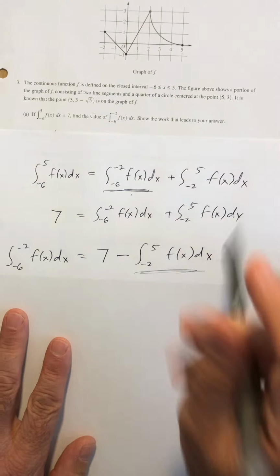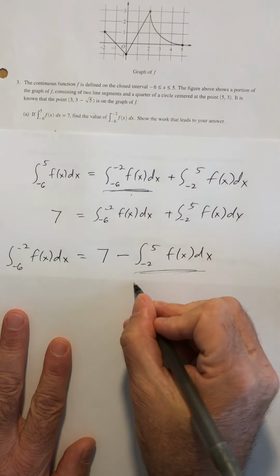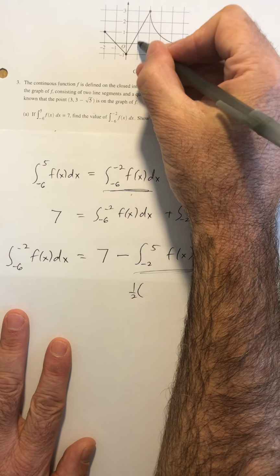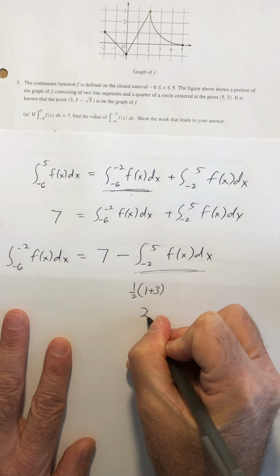So let's do the trapezoid first. That's going to be h, which is 1 over 2, times base 1, which is going to be 1, and base 2, which is going to be 3. So that ends up being 2.